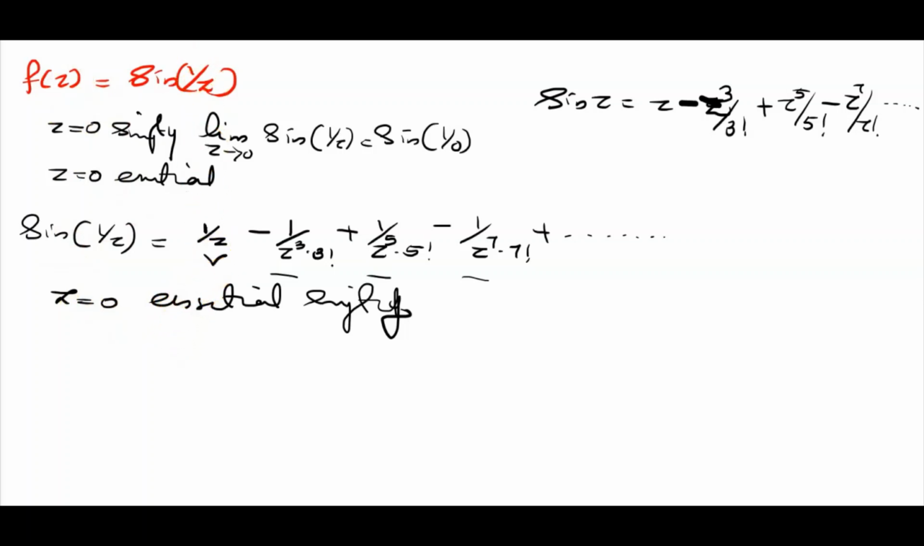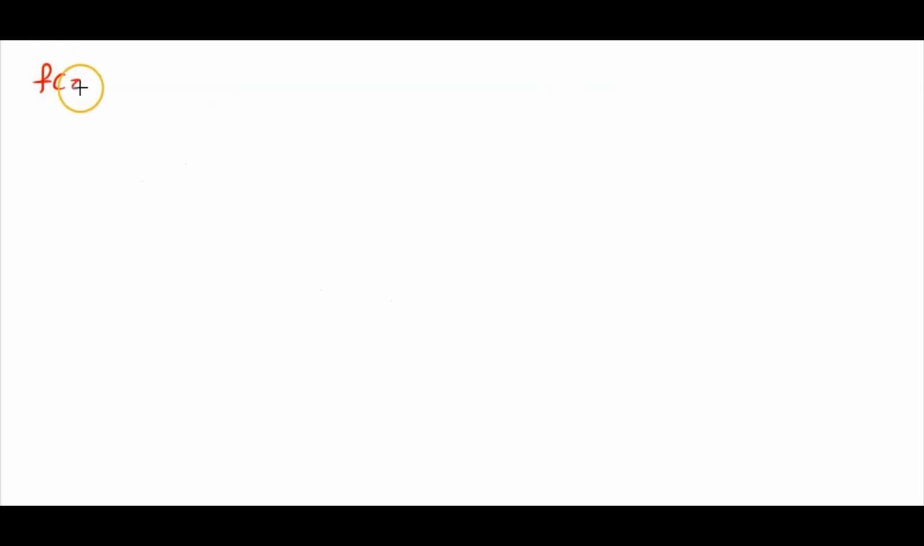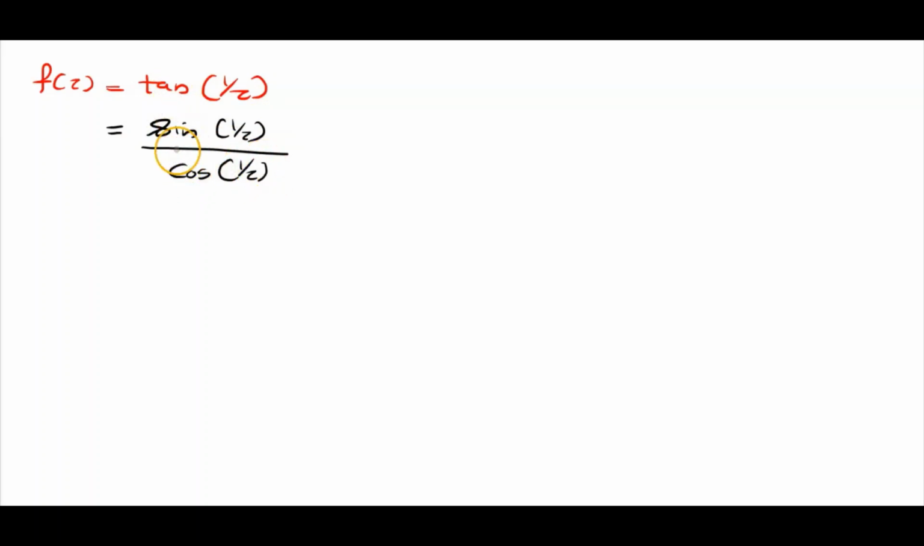The next function is f of z equal to tan 1 by z. Also, z equal to 0 is the singularity. It's clear that z equal to 0 is a singularity. We can write tan 1 by z as sin 1 by z divided by cos 1 by z. Tan is sin by cos.